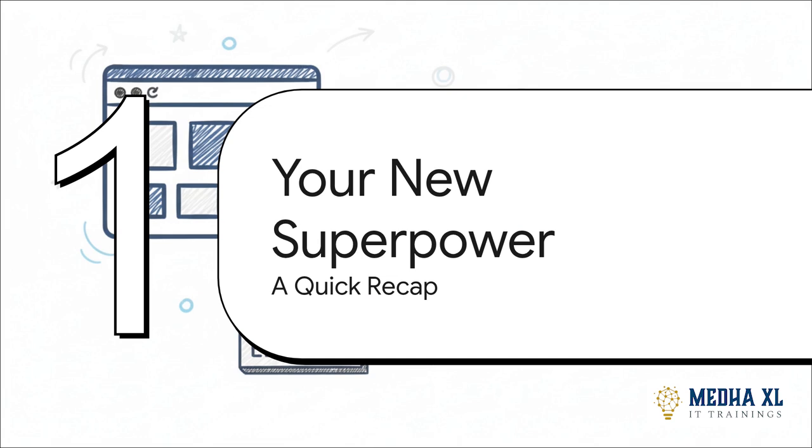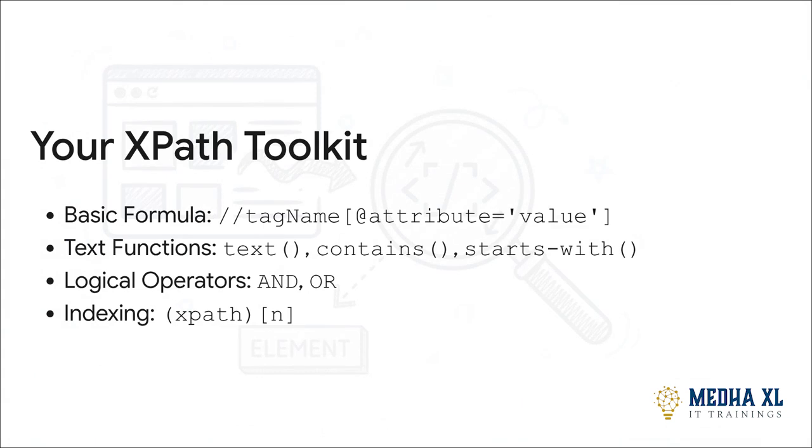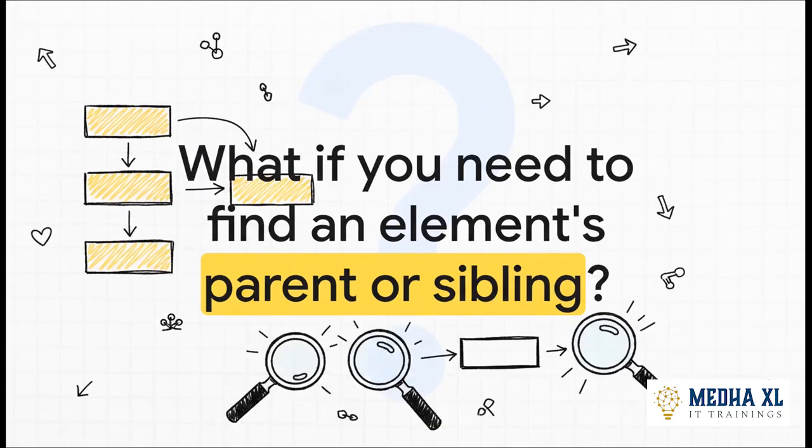Seriously, let's just do a quick recap of the awesome tools you now have in your toolkit. So, let's run it down. You've got the basic formula for finding any element by its attributes. You've got powerful text functions like text, contains, and starts-with to handle dynamic content. You can get super specific using logical operators like and and or. And finally, you can handle any identical duplicates using simple indexing. With these tools, you can find pretty much any element you want on a page.